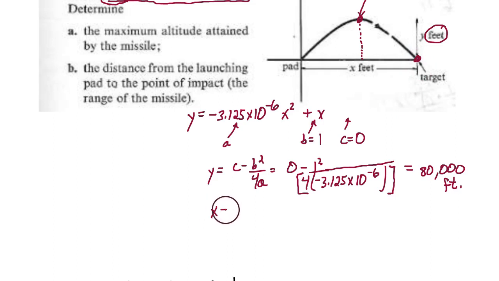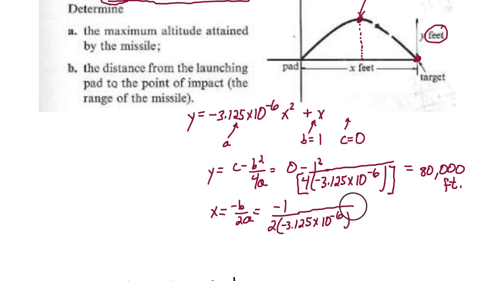We have a formula to get the x-coordinate of the vertex: negative b divided by 2a. So this is negative 1 divided by 2 times that value of a. Again, when you type this in the calculator, so that the calculator knows that 2 is in the denominator and this number is in the denominator, you must put that in parentheses. The x-coordinate of the vertex is 160,000.